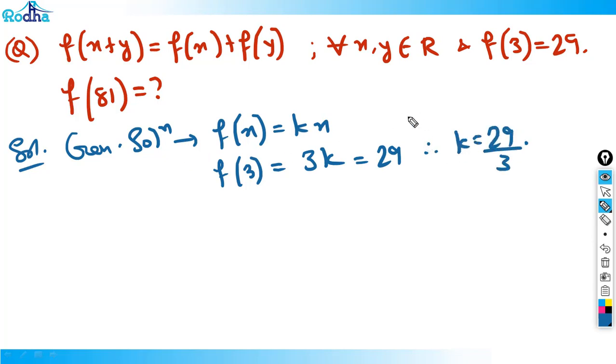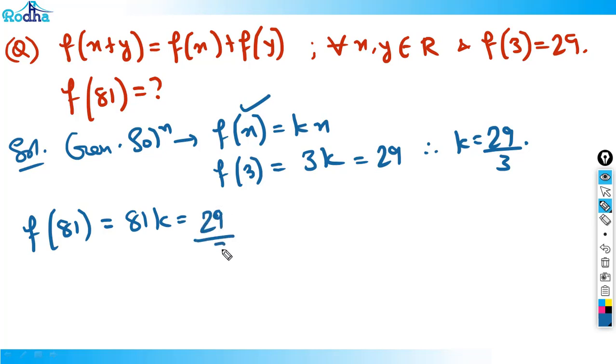So I need the value of f of 81. I'll simply put x equal to 81, so it becomes 81k, and k we already have as 29 by 3. So 29 by 3 into 81 should be the answer. This will cancel 27 times. So 29 into 27, I think, is 783. So 783 should be the answer for this question. I hope it is clear. So all the general solution kind of questions should be clear.